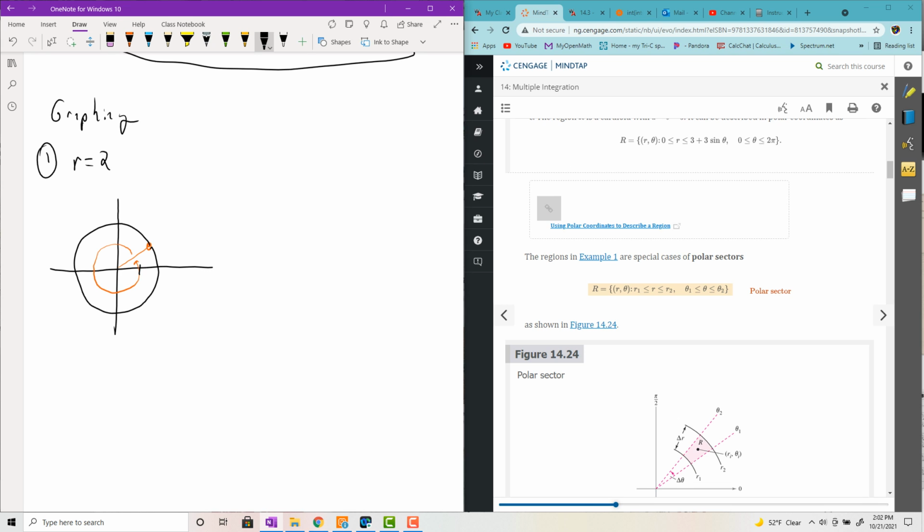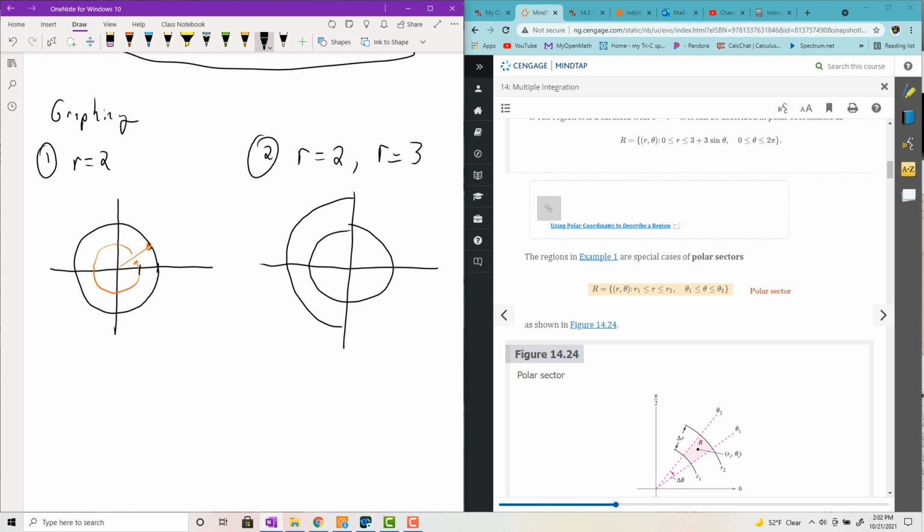Likewise, if you're asked to graph the region in between r equals 2 and r equals 3, r equals 2 is just a circle with radius 2, and then r equals 3 is a circle with radius 3, which will be drawn out like that. So the region between those two is this region here.